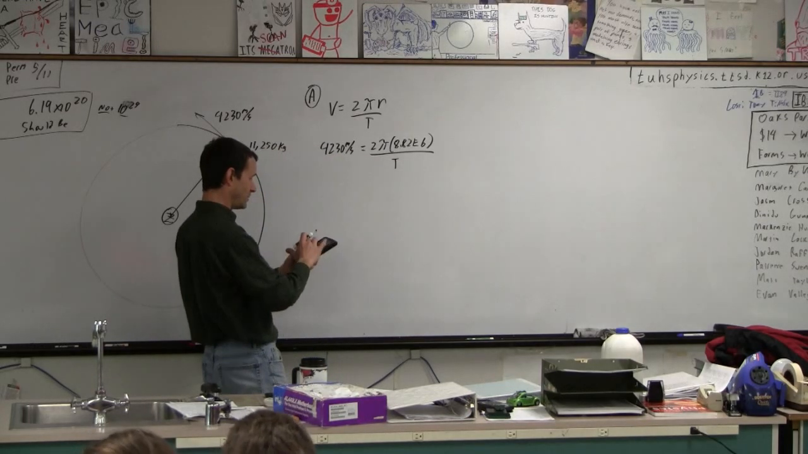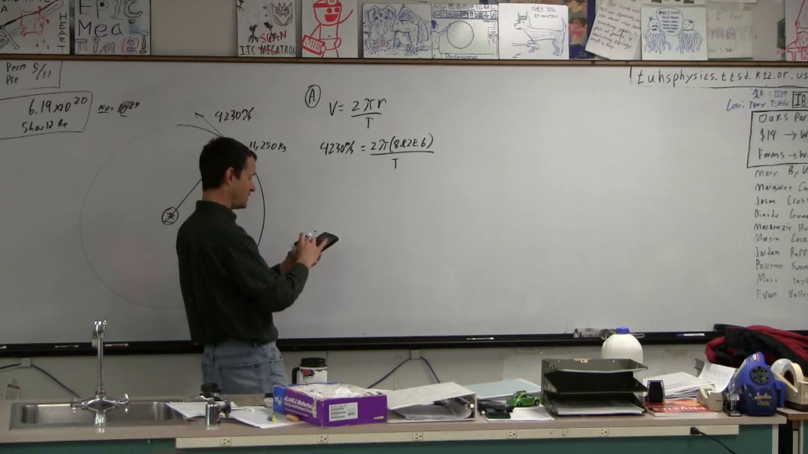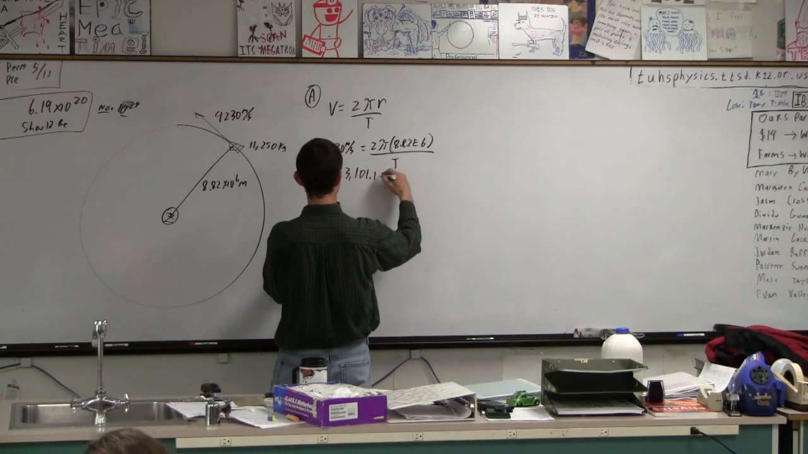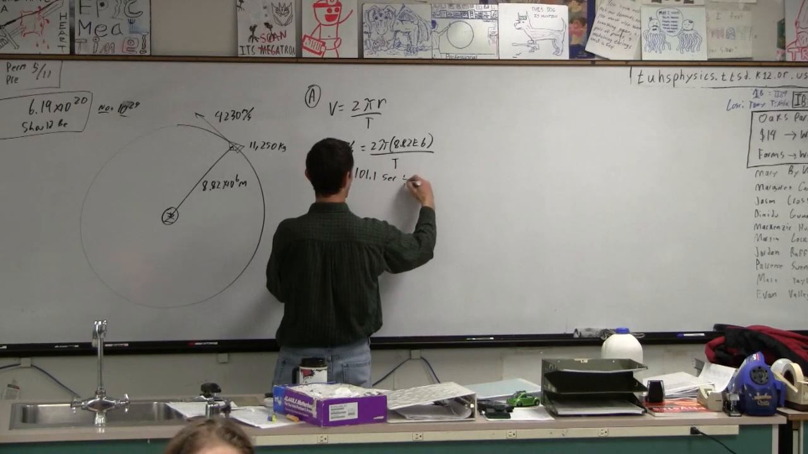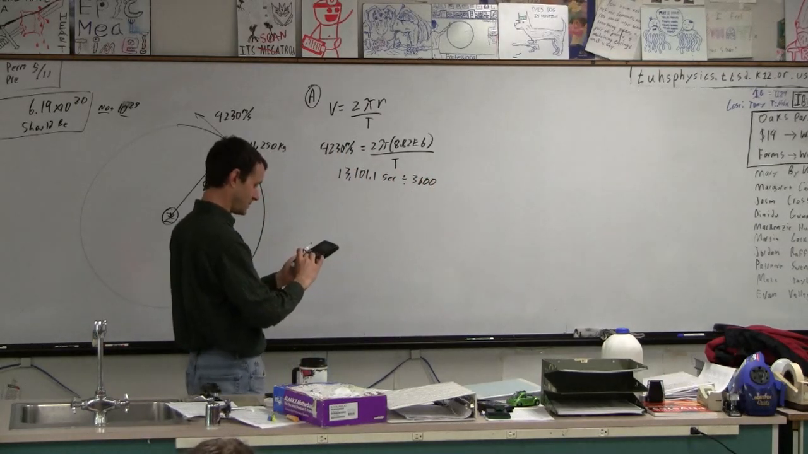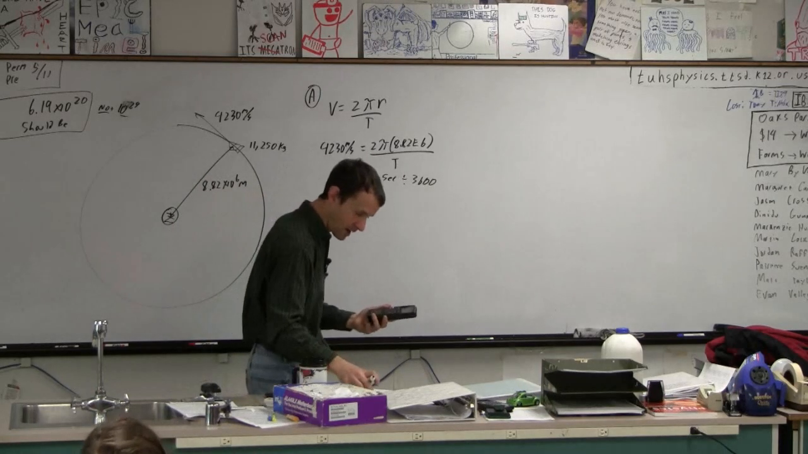So 2 pi times 8.82 E6 divided by 4230. And that is 13,101.1 seconds. And then divide by 3,600 to get hours. And we get 3.64 hours.